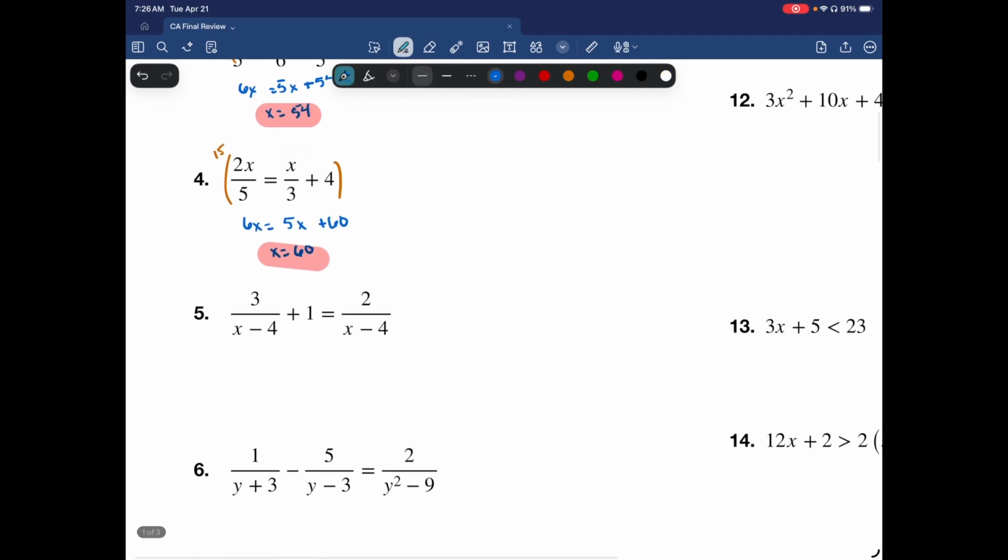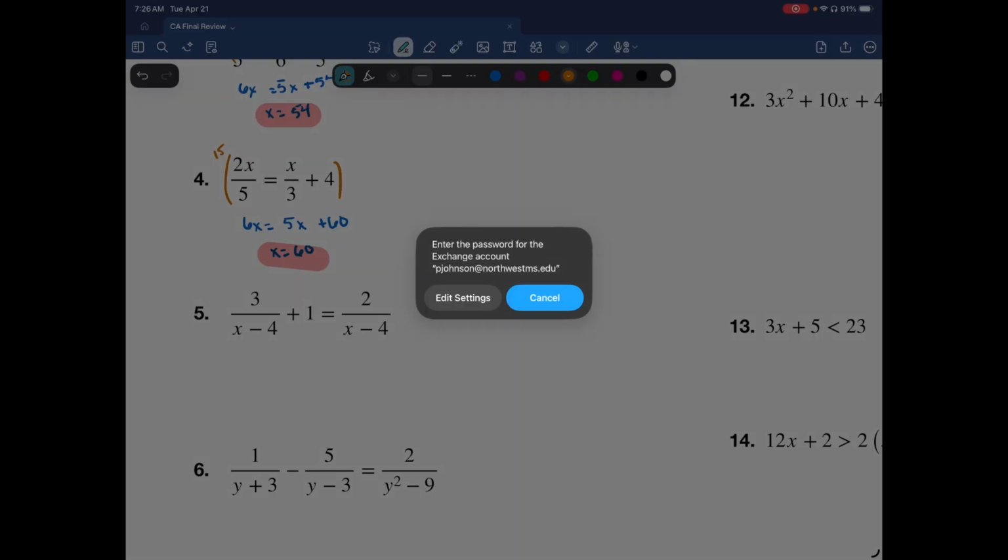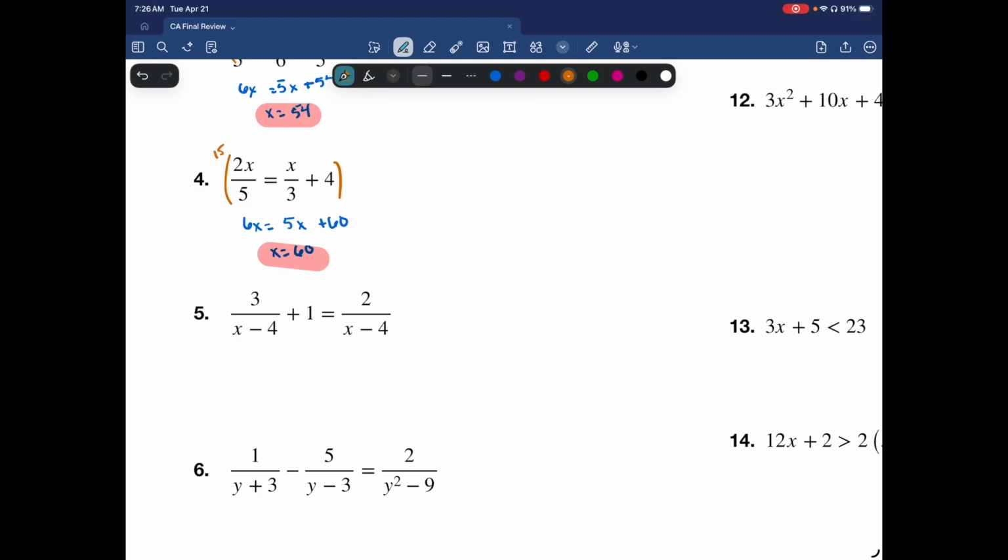Right? You can still do the same thing on number 5, even though x minus 4 is your denominator. Okay, so the first denominator is going to cancel out, so that leaves me with 3. I don't have a denominator on the second one, so it's going to be 1 times x minus 4, so it's just going to be x minus 4 equals 2. Alright, so it's going to be x minus 1 equals 2, x equals 3.